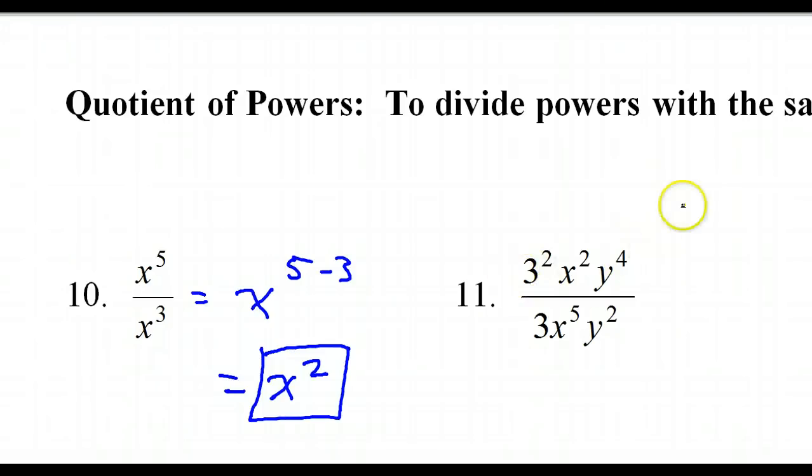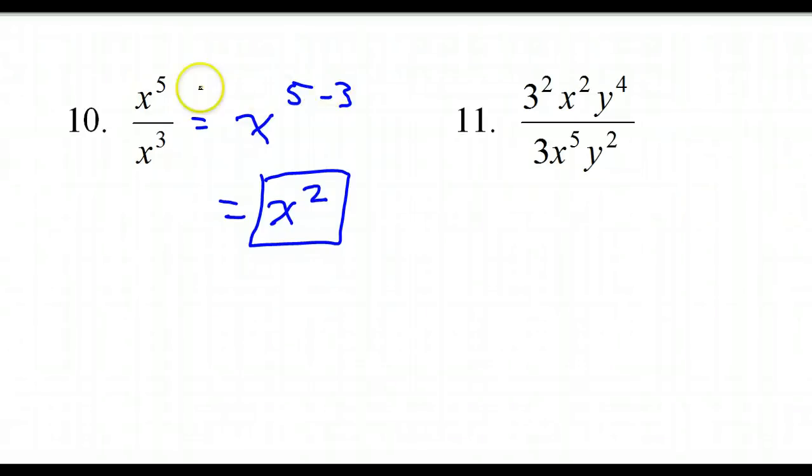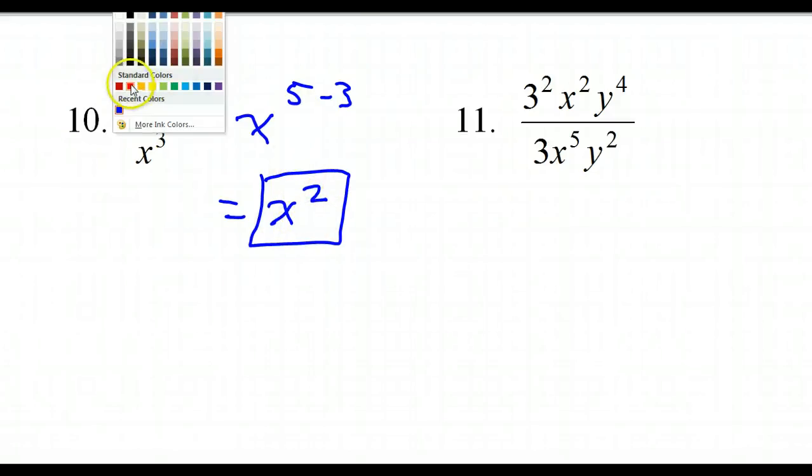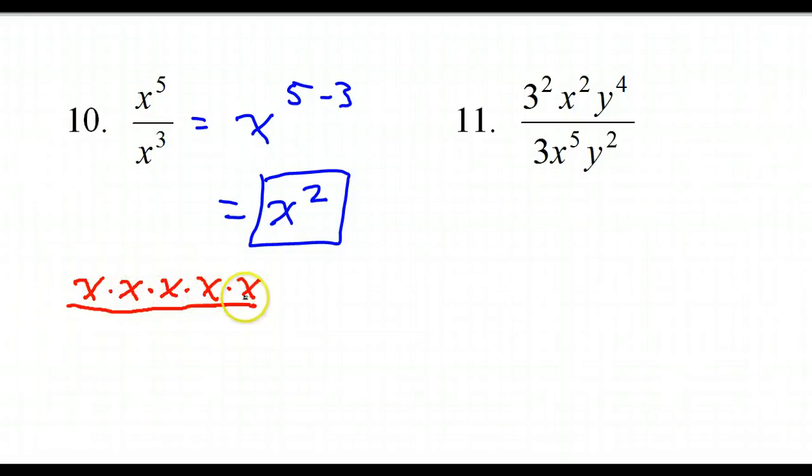Now, again, I'm going to take this opportunity to show you what's really happening behind the scenes. Yes, I want you to understand that it is subtraction, 5 minus 3, and that's a shortcut. But one time, let me show you what's really happening, because every now and then, understanding what's happening behind the scenes will help you as things get more confusing. X to the 5th power is really x times x times x times x times x. There's my x to the 5th power. X to the 3rd power is x times x times x.